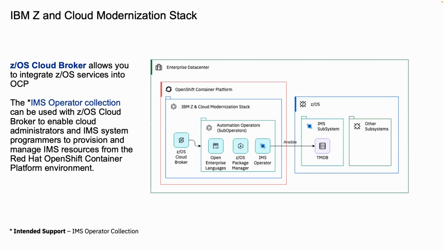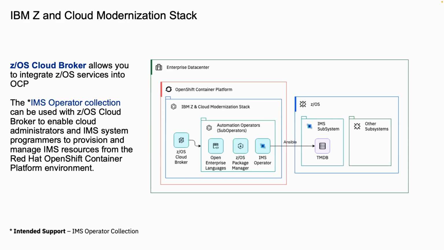The intent here is that we have what are called operators in OpenShift, and I'll get into a little more detail on some of that in the next chart. But what we've got today as part of the stack are some of the open enterprise languages as sub-operators, as well as our z/OS package manager, which allows us to install things from OpenShift into our z/OS environments. Alongside that, we've got our IMS operator. To start, we've got a broader initiative around different types of middleware integrations and lifecycle management of that middleware in OpenShift, but IMS is the first one to show.